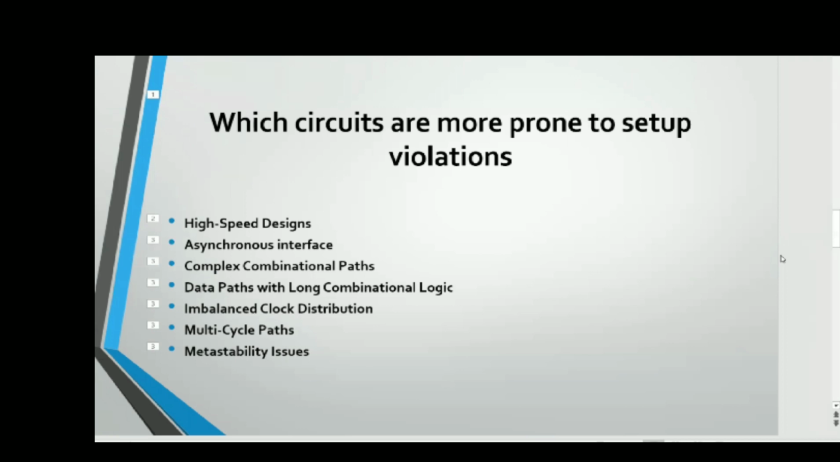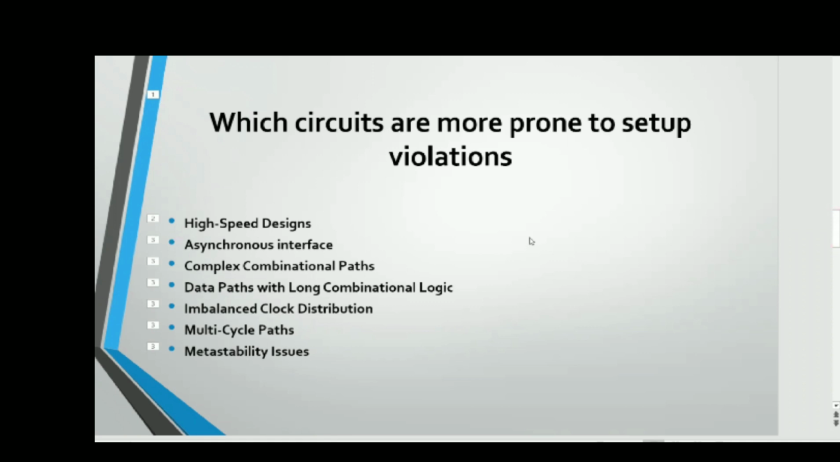These are the circuits like USBs, serializers, deserializers, Ethernet, all this kind of circuits where we are using a very high frequency clock. So that kind of circuits are prone to setup violation. The reason is that the clock frequency is high, and we know that the frequency is inversely proportional to the time period. So the time duration for the input data to remain stable is very short. So there is a chance of getting violated.